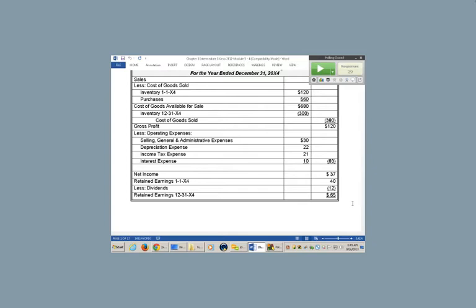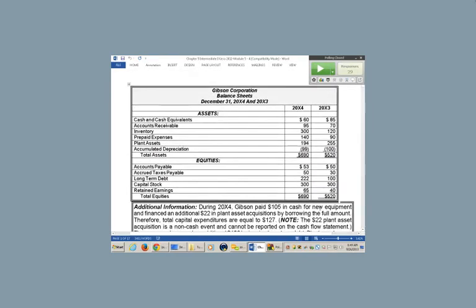Okay. All right, so that's your income statement. Now I'm going to go to the balance sheet. And the balance sheet is not classified. It's an unclassified balance sheet. And has cash and cash equivalents. It has receivables, inventory, prepaid expenses, plant assets, and accumulated depreciation. It also has accounts payable, accrued taxes, long-term debt, capital stock, and retained earnings.